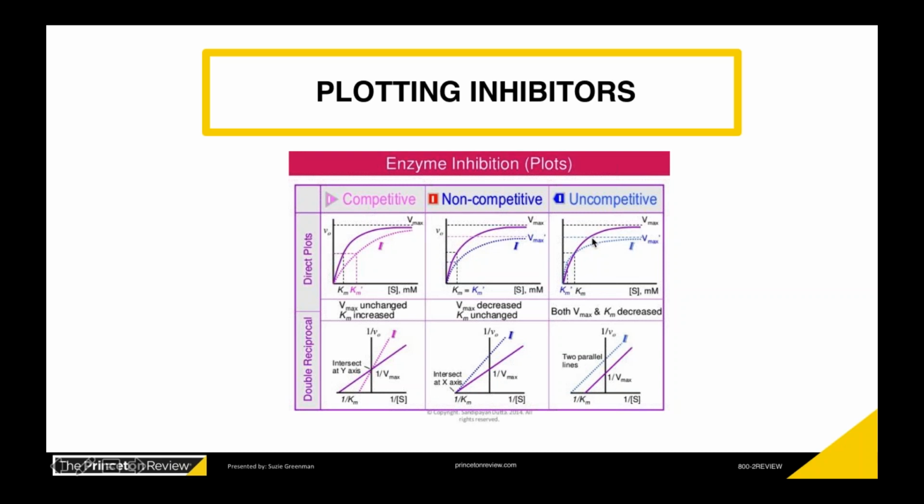And if you had an uncompetitive inhibitor, the lines are going to be parallel because the ratio at which you're changing things is going to stay the same. But both your Vmax and your Km are going to go down, so the line is going to move away from the origin in both the x and y directions. Okay, so these are graphs that you're going to have to look at and be able to recognize what kind of inhibitor you're looking at. It's a pretty common question type.